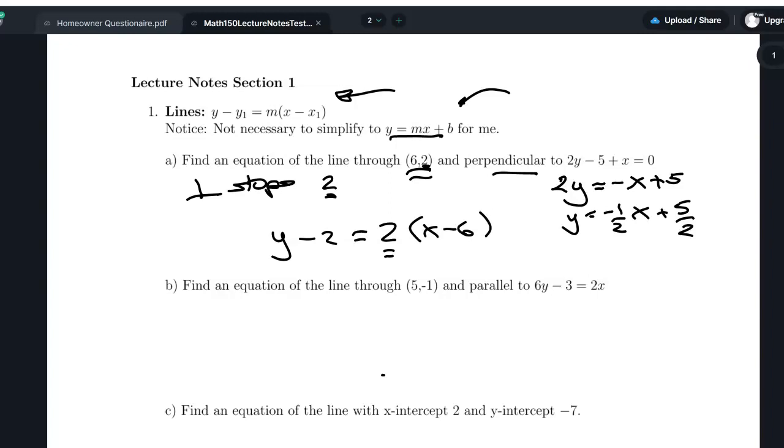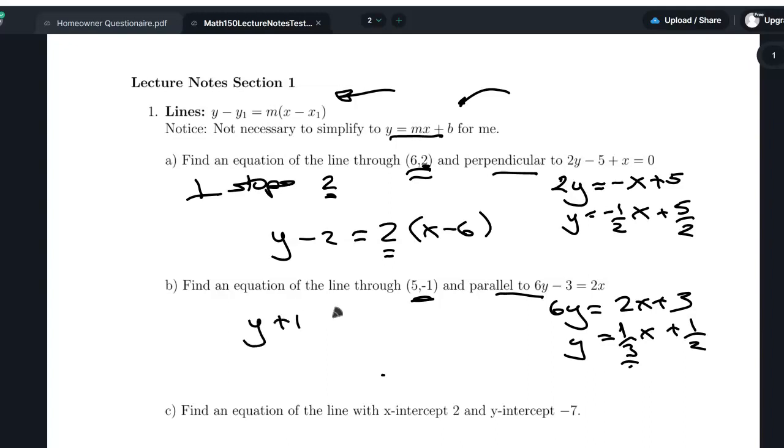All right, finding the equation of the line through this and parallel to this line. So again, I'm going to put it in the mx plus b form. So I have 2x plus 3, and then divide through by 6. So 2 over 6 is 1/3, and then plus a 1/2. So this slope is 1/3. So parallel slope means the same slope. So I'll have y plus 1 equaling 1/3 x minus 5.